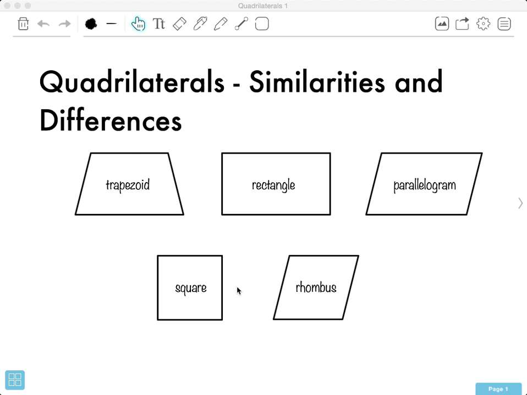So I'm going to go through all the different pairings of these 5 quadrilaterals, the 5 that you're looking at in your course. Trapezoid, rectangle, parallelogram, square, and rhombus. And as I go from slide to slide, we'll talk about the similarities and differences between these shapes.